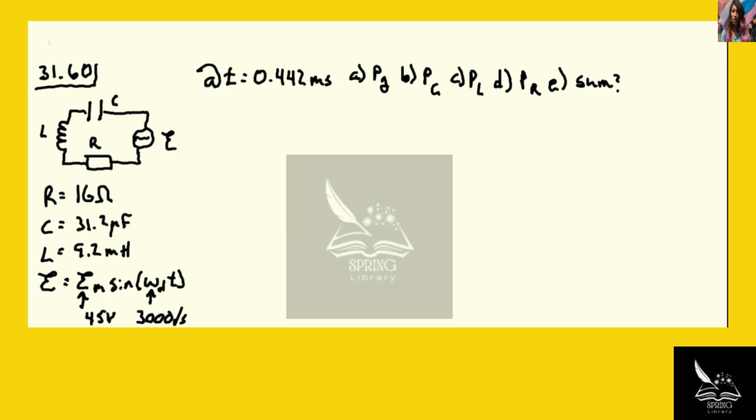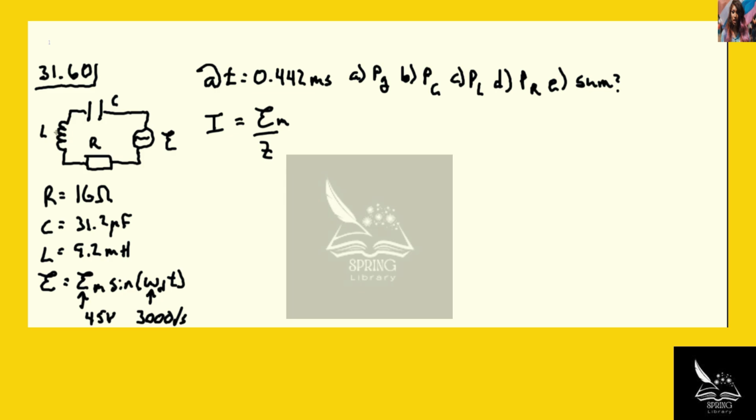31.60. So we have an RLC circuit that's being driven here. These are the values of all the things. And at 0.442 milliseconds, we want to determine what the power being delivered by our power source here is, or the generator or whatever. And then we want to find the power in the capacitor, the inductor, and the resistor, and then determine whether the sum of these is equal, less than, or greater to the power that the generator is delivering.